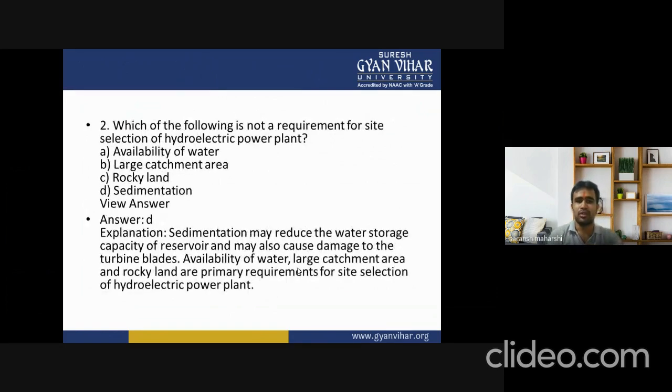Question two. Which of the following is not a requirement for site selection of a hydroelectric power plant? Option A, availability of water. Option B, large catchment area. Option C, rocky land. Option D, sedimentation. So the right answer is option D, sedimentation. Sedimentation may reduce the water storage capacity of the reservoir and may also cause damage to the turbine blades. Availability of water, large catchment area, and rocky land are primary requirements for the site selection of a hydroelectric power plant.